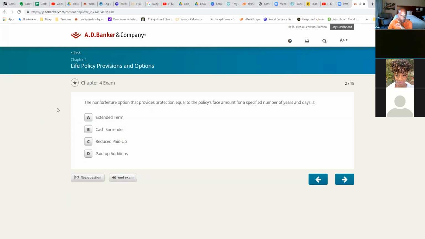The non-forfeiture option that provides protection equal to the policy's face amount for a specified number of years and days is extended term, cash surrender, reduced paid up, or paid up additions. Do you have a guess there, or Sunshine or Enoket, do you have a guess, or do you know? I think I know what it is. I think it's, what do you think? I was just looking at the question again, the non-forfeiture. Read it again. So the non-forfeiture option that provides protection equal to the policy's face amount for a specified number of years and days is, I think it's C, reduced.